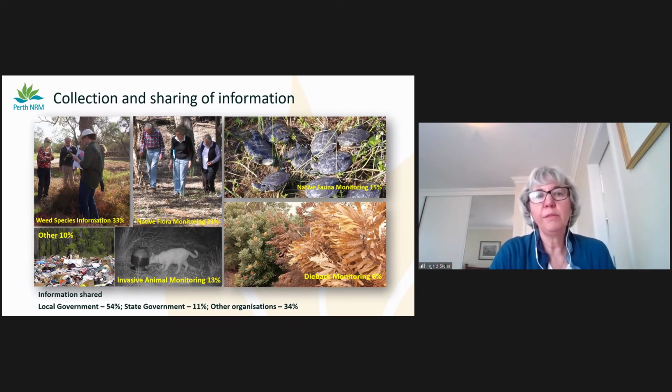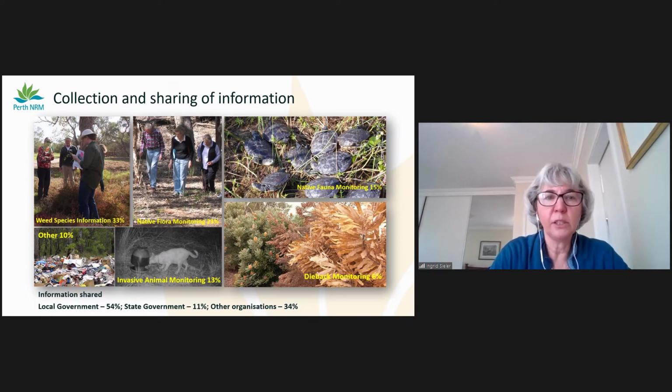And so some of the things that they do together is collect information, and then they share that either with the local government, about 54% of them, with the state government, or other organisations. And the type of information that they collect is information on weed species, about 33% of the work that they do. They do native flora and fauna monitoring.